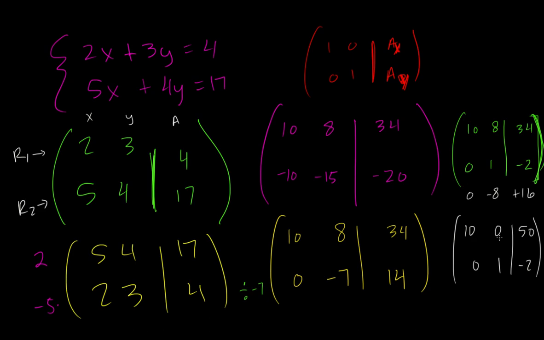And then once again, when you have a 0 in the row, it's easy to make a 1. You divide by whatever that other number is. Divide everything by 10. Get 1, 0, 5, 0, 1, negative 2. And that is it. Remember, this is the x column. This is the y. You go down till you hit a 1. So that means x is equal to 5. Y, go down till you hit a 1. Y is equal to negative 2.